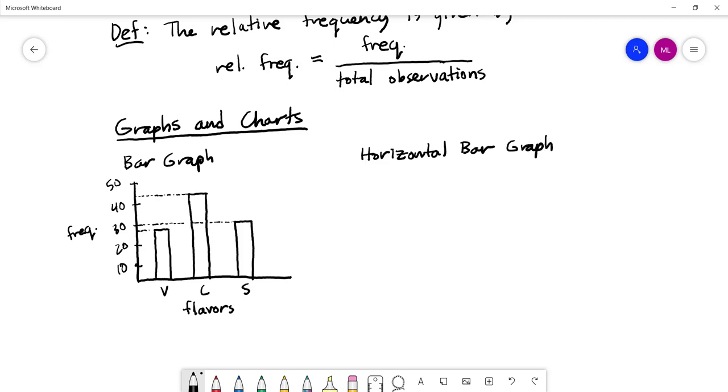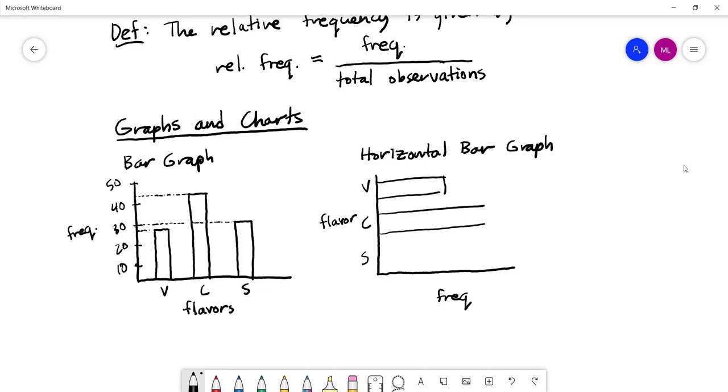And we do that by switching the role of what goes on the horizontal axis and what goes on the vertical axis. So instead of the flavors down here and the frequency up here, I'd put the flavors up here and the frequency down here. So we'll do that really quickly. And I'm not going to draw these in nearly as carefully, but we would have, again, frequency down here, and we'd have the flavors up here, and we would have our vanilla and our chocolate and our strawberry, and the bars would go out horizontally instead. And again, I'm just ballparking these just to give you a general idea of the shape.